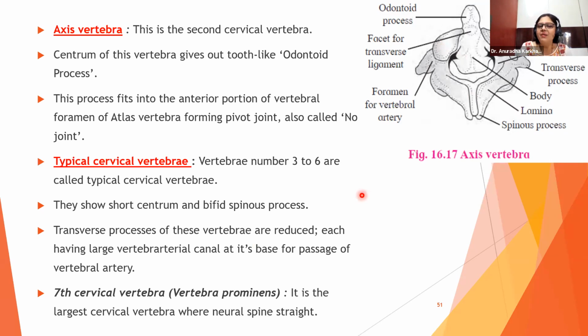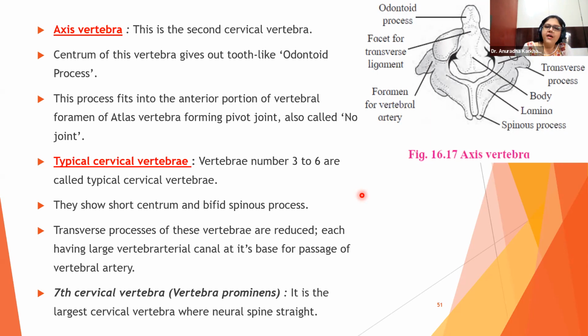Okay. Then we come to the cervical vertebrae. Vertebrae number 3 to 6 are called as typical cervical vertebrae. They show short centrum and bifid spinous process. Bifid means ऐसे दो parts में उसके processes divided दिखते हैं. Transverse process of these vertebrae are reduced, each having large vertebral arterial canal at its base for passage of the vertebral artery. So arteries, veins, everything has to pass through it.